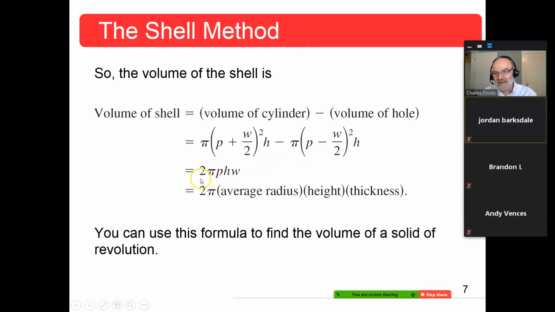Okay, so what have we got? 2 pi P, that's the circumference of that shell, times H, that's the length of the shell, times W, that's the thickness of the shell. There you have it. Length times width times thickness. 2 pi P is the length of that shell when you flatten it out, H is the width of the shell, and W is the thickness of the shell. So it's 2 pi times the average radius, P, times the height, times the thickness. That's the formula used to find the volume of revolution.